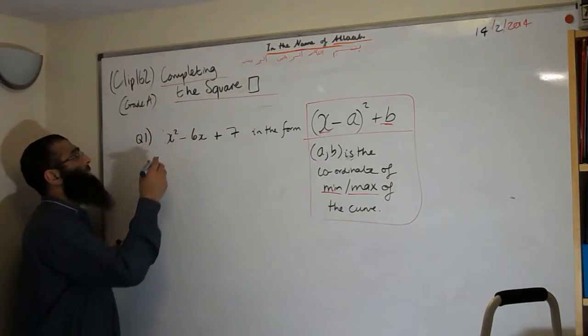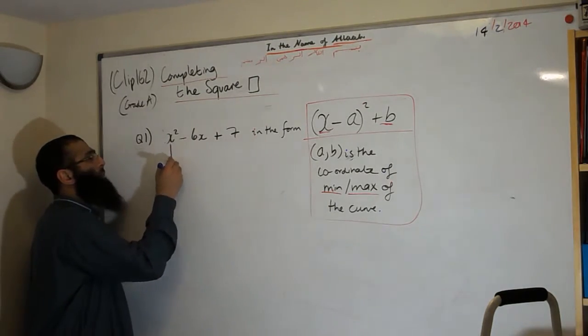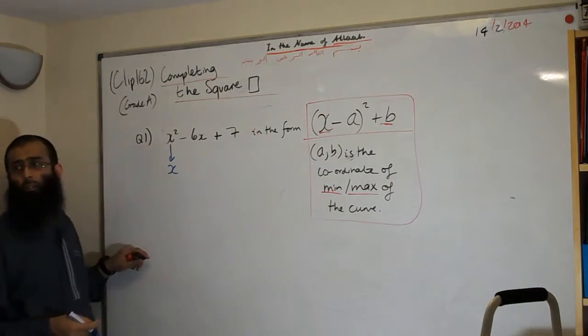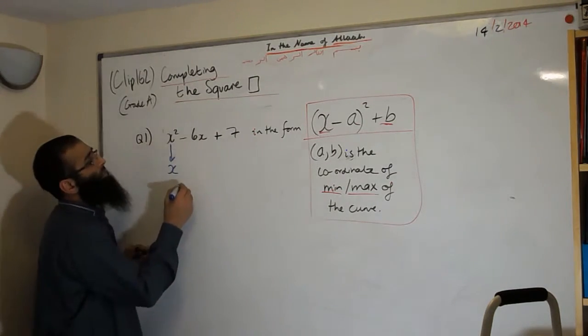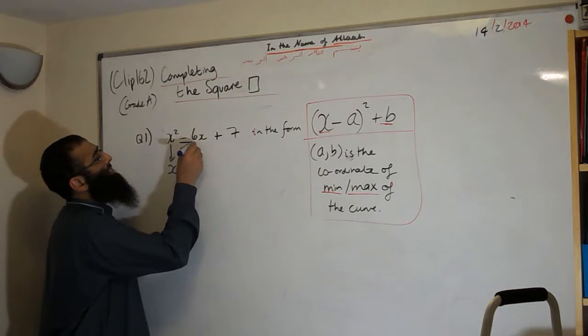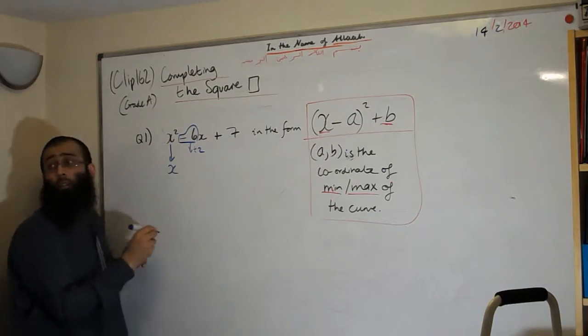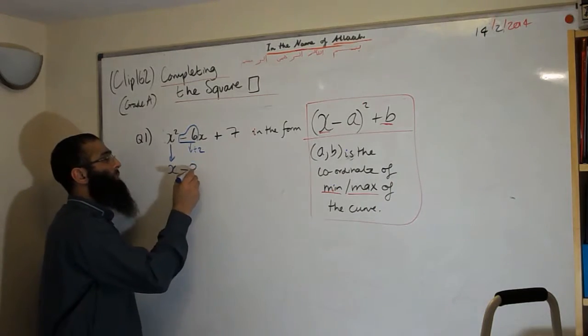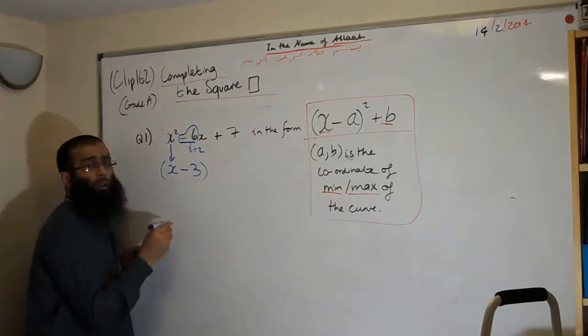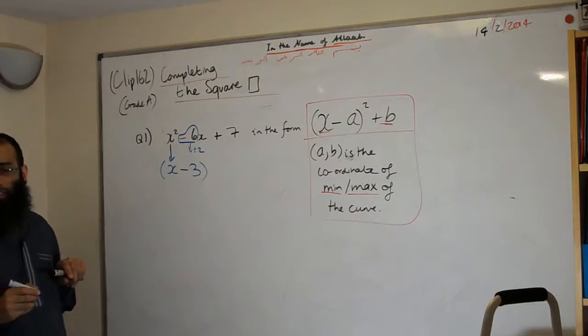When we complete the square, what do we do with the x squared? We change it into an x. What do we do with this minus 6 here? We halve it. That gives us minus 3.